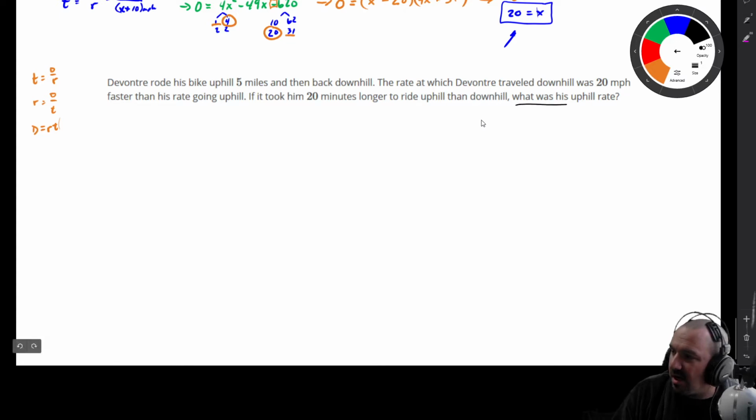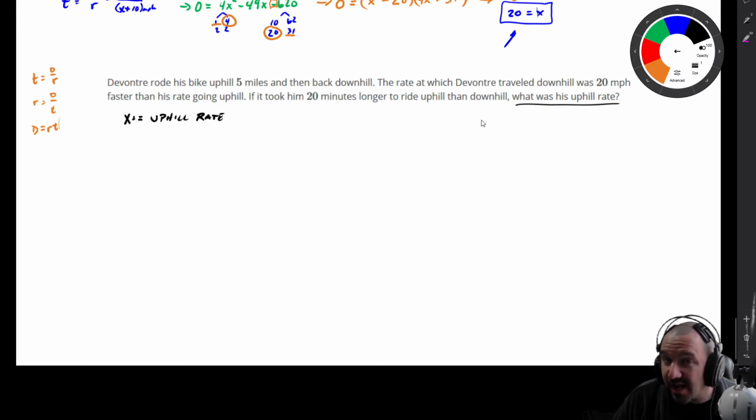Okay, what was his uphill rate? So we're going to start by not reading the problem, but looking at the question. What are we looking for? How do we know when we're done? I'm going to let X represent his uphill rate. Now, doing it this way might actually create more problems in the future, but I'm going to start here. If I think it's going to be easier, I'm going to go back and rearrange how I define my variables. But we need a starting point. So let's start there. Once I've defined my variable, I go ahead and read back through.